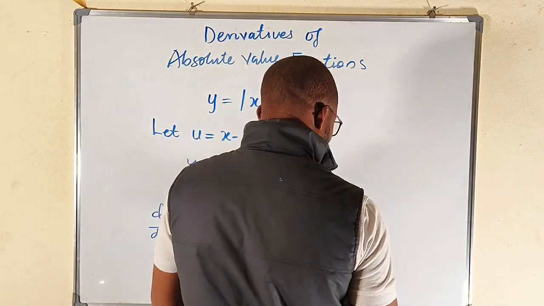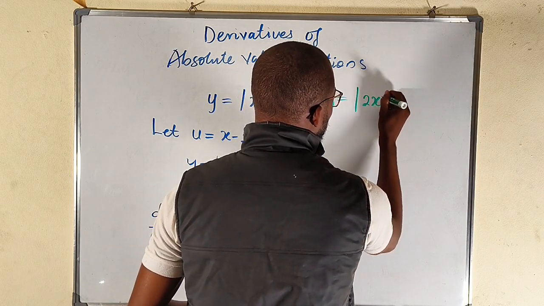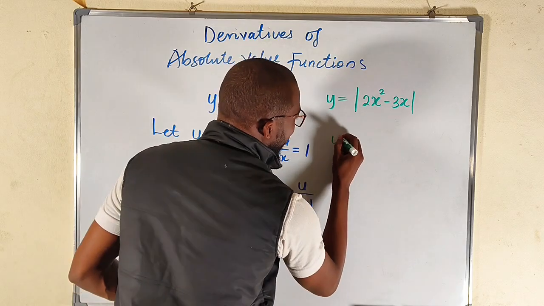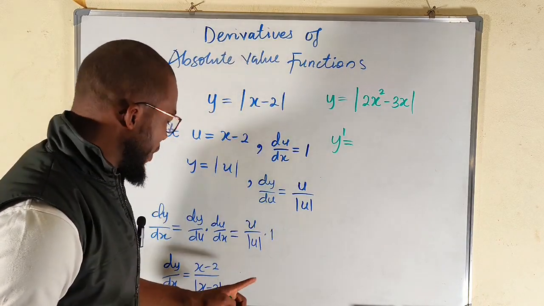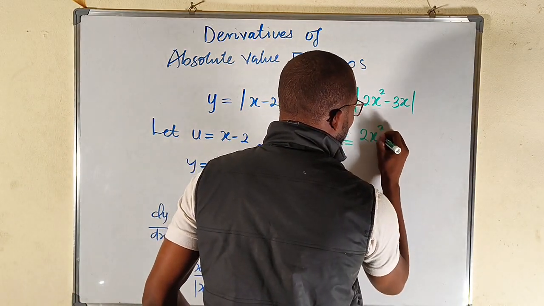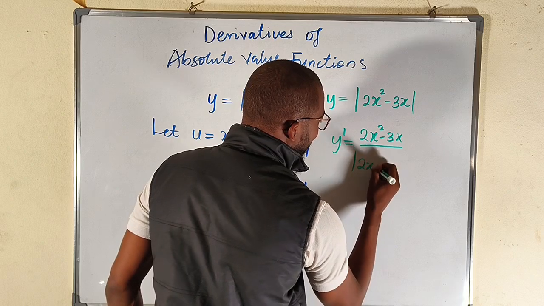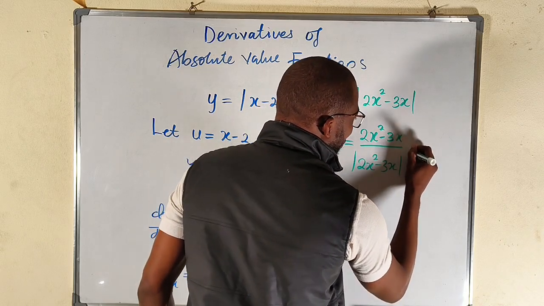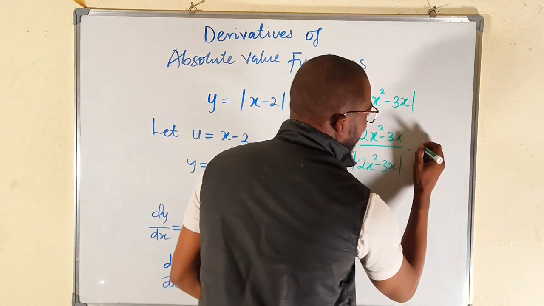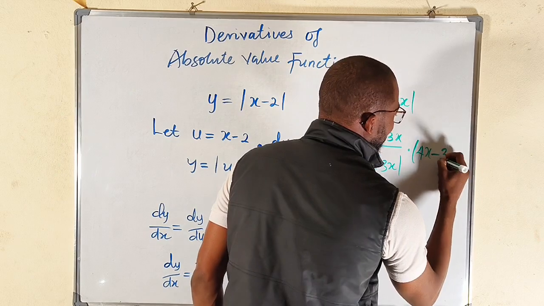Let me give you an instance. If y is equal to the absolute value of 2x squared minus 3x, for example, y prime is equal to, you see, the function inside, that is 2x squared minus 3x, divided by the absolute value of that function, 2x squared minus 3x, multiplied by the derivative of the inside. If you differentiate this, you have 4x minus, differentiate 3x, you have 3.